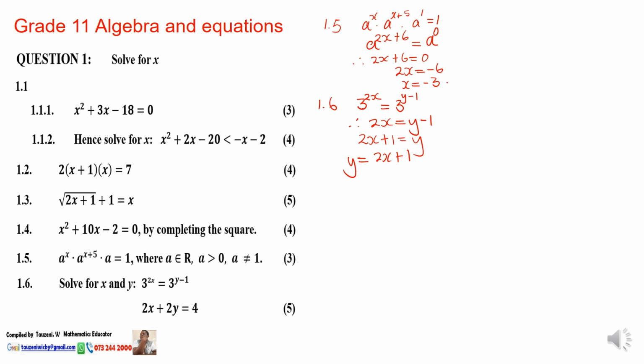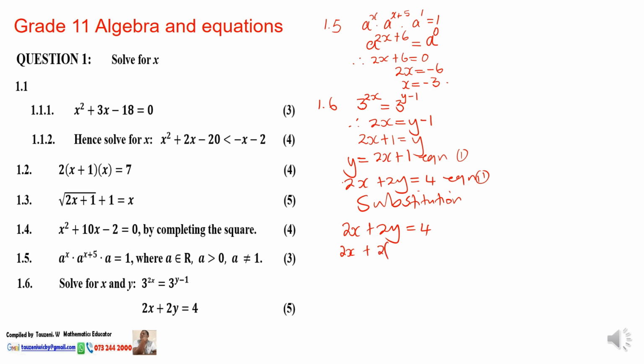This one is my equation number 1. Then the second equation says 2x plus 2y is equal to 4. So this is equation number 2. So using the method of substitution, 2x then plus 2y is equal to 4. So in place of y in this equation, I'm going to replace y with 2x plus 1. So this is equal to 4.